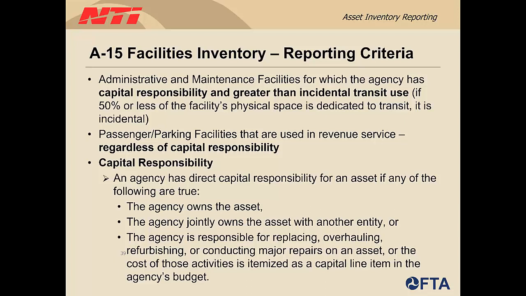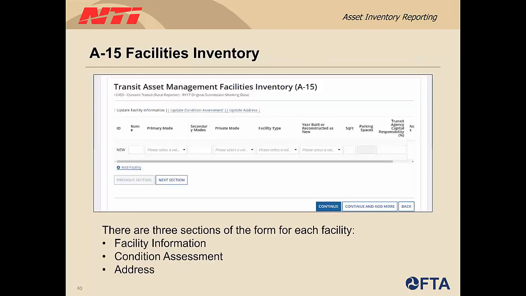There are many facility type options for both administrative and maintenance facilities and passenger facilities. Please review the options in the NTD policy manual and choose the best fit for your facilities. If you're unsure which facility type to select, please feel free to ask your analyst and provide a description of the facility or pictures of the facility. There are 3 sections to complete on the A15 form for each of the facilities that you add to the form. We have the facility information section, condition assessment section, and lastly, the address section.